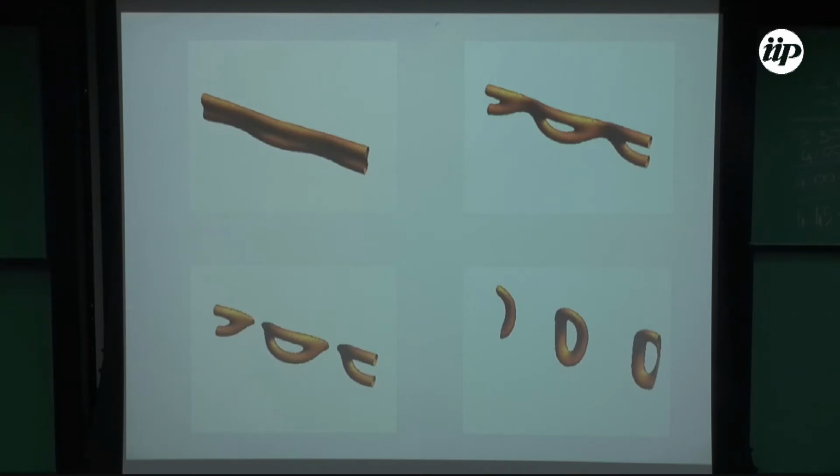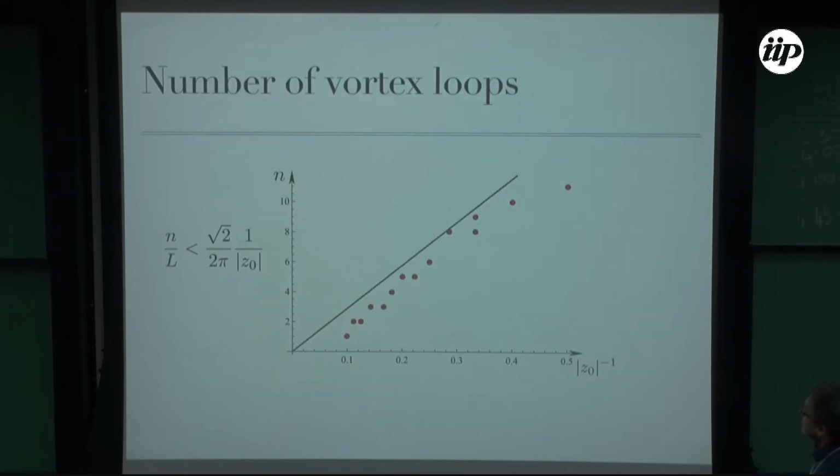Then with some patience, you can count the number of vortices that you create as a function of the inverse of the initial separation distance. I apologize for the notation; you will understand it later, of course. And we saw that all this number of vortices are below this line, which is a little bit mysterious for the moment, but I hope it will not be later.